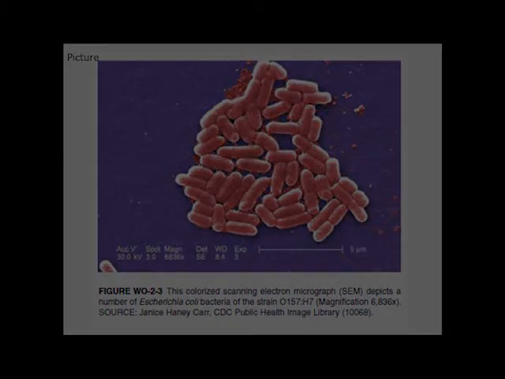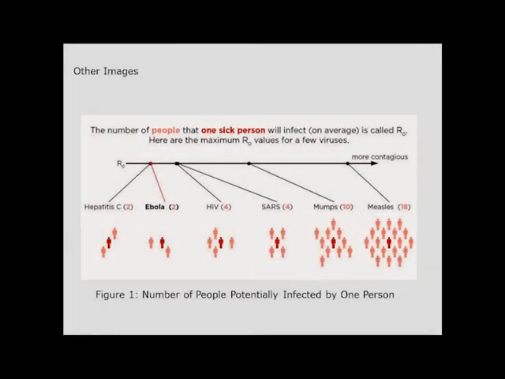Or we can just use other images, again, to really emphasize something. So this is looking at the number of people that one sick person would infect, right? So if I just told you, if one person has hepatitis C, they're likely to infect 2 people, Ebola 2 people, HIV and SARS 4 people, mumps 10, and measles 18. Okay, that's interesting. But if I show you these little people, it's like, oh, wow. So if one person has measles, they can really make a lot of other people sick, right? It's really contagious compared to something like hepatitis C.